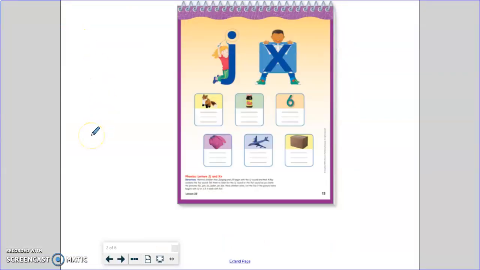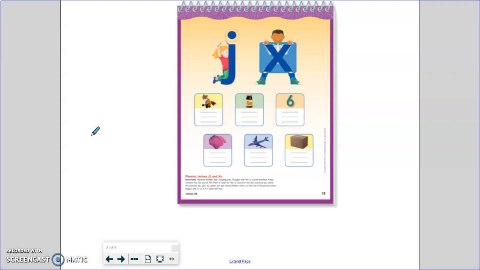Okay, so today we're going to be talking about some sounds we already know. We know J says J and X says X. So we're going to be deciding which letter belongs with which picture. If we hear the J sound in the word, we know it's the letter J. And if we hear the X in the word, we know it's the letter X.